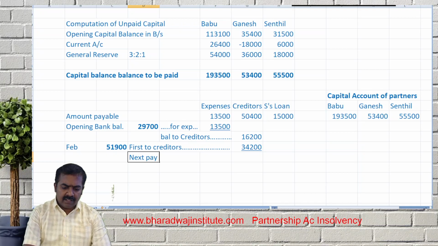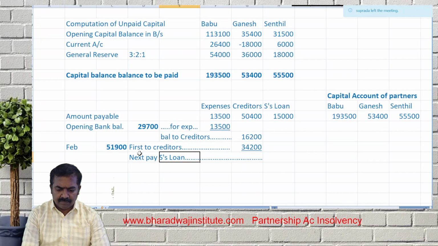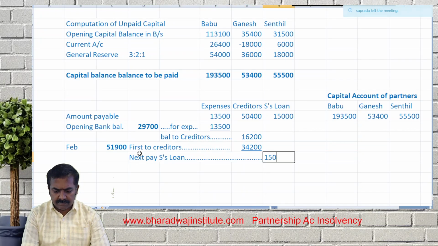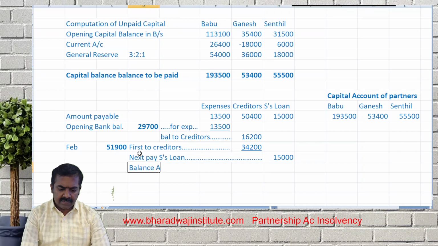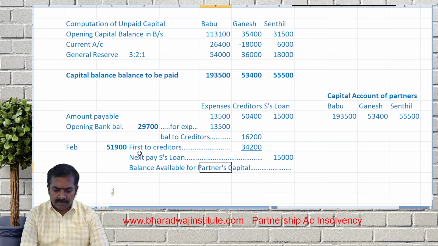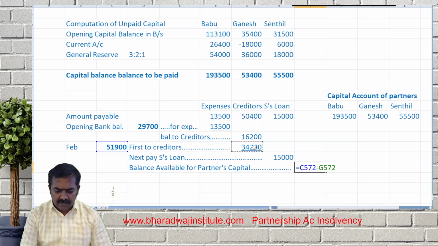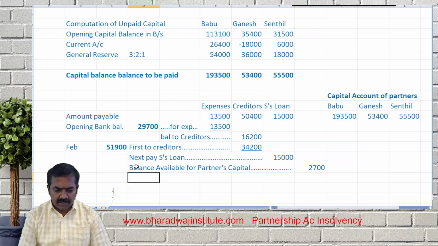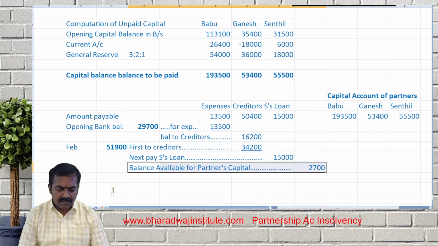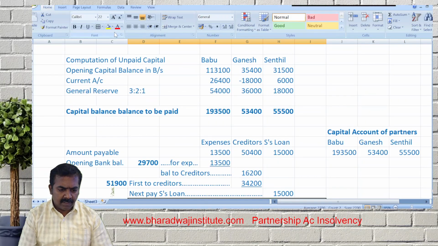Next, pay SS loan. The SS loan can be settled. How much is there? 15,000. Balance available for partners capital. What is the balance available for partners capital? So out of 51,900, 34,200 is paid, 15,000 is also paid. In the balance, 2,700 is available for partners capital.